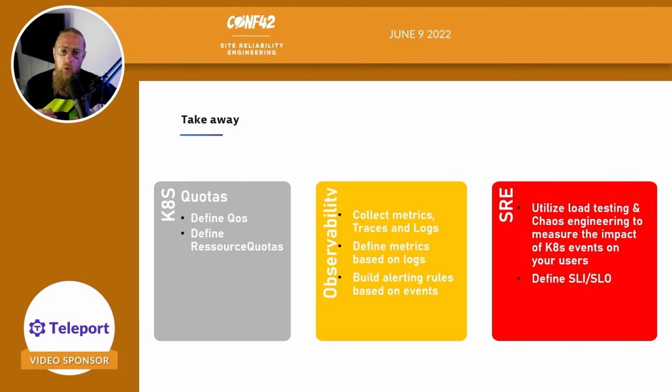SREs. So, of course, define SLI and SLO. I mean, we want to be smart. We want to automate. Without SLI and SLO, it will be very difficult to be efficient. And last, we know that we could face problems related to Kubernetes. So let's test them utilizing load tests and chaos engineering to validate that our cluster is stable, our users are happy, and there are no surprises in production.